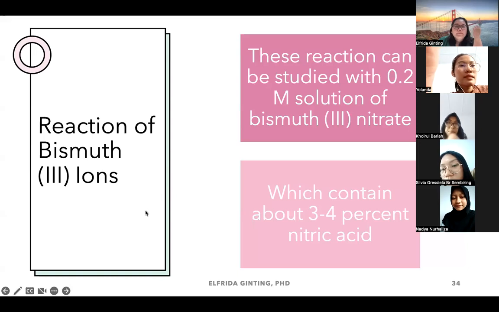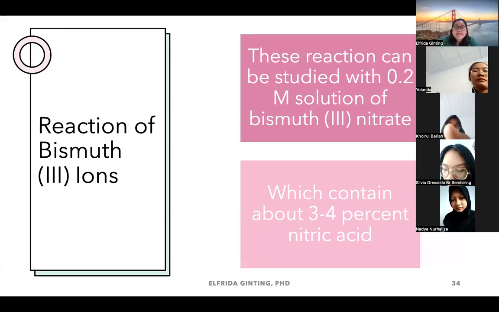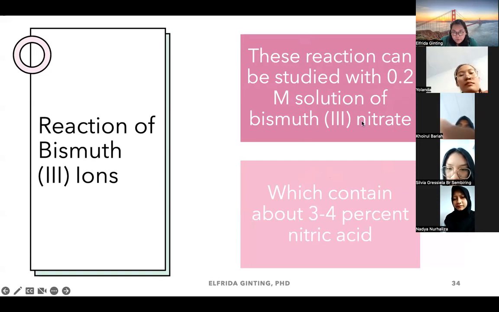Okay, now let's see what are the reactions of bismuth 3 ion. We will be studying it by using a 0.2 molar solution of bismuth 3 nitrate. This solution contains 3 to 4% nitric acid.